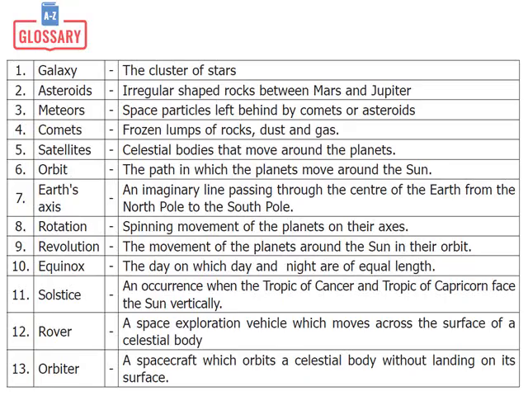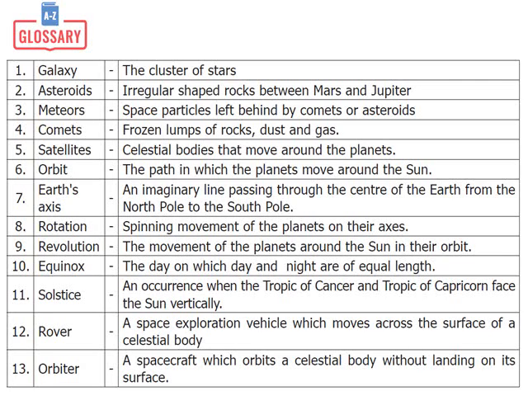Satellites. Satellites are celestial bodies that move around the planets. Orbit. Orbit is a path in which the planets move around the sun. Earth's axis. Axis is an imaginary line passing through the center of the Earth from the North Pole to the South Pole.